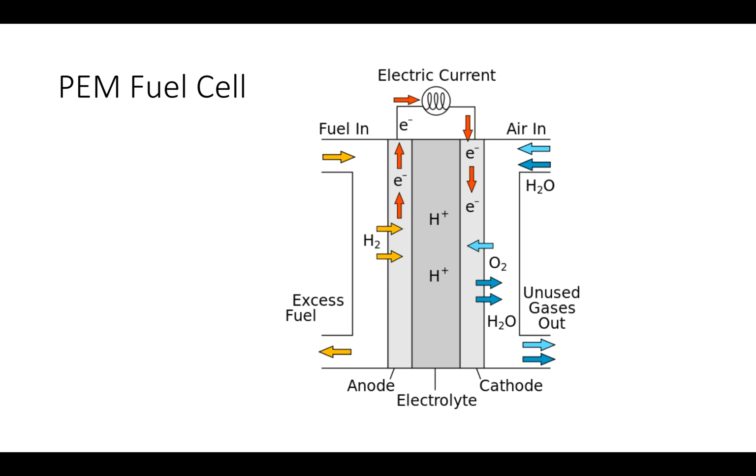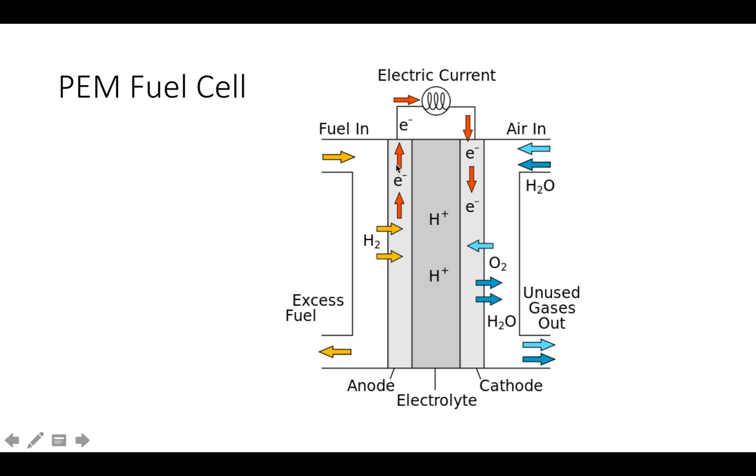So the hydrogen comes through here and becomes a proton, and then this electron is forced to go through an external circuit where it can power some kind of load, and then the electron rejoins the proton and combines with the oxygen in this air intake and forms water. So the great thing about fuel cells is it's really clean energy. It just comes from hydrogen, and the only byproduct is water.